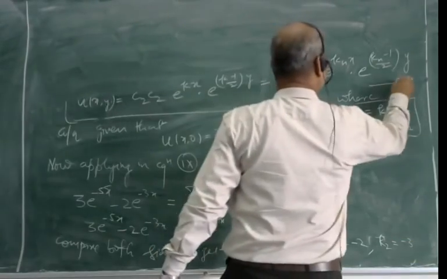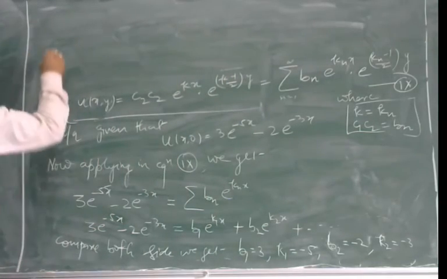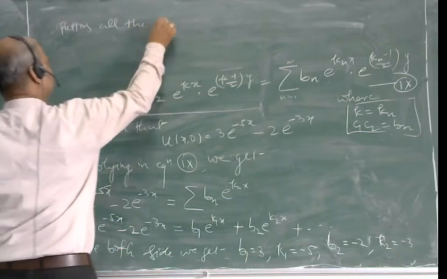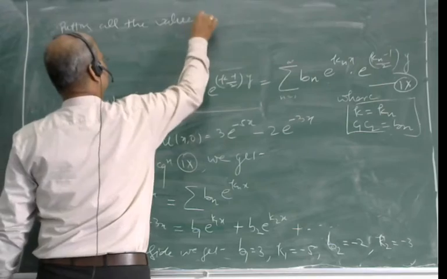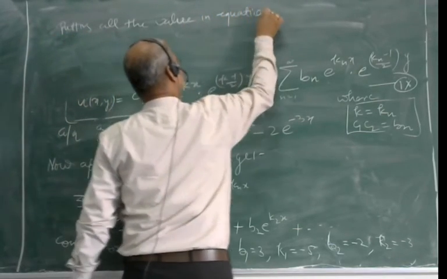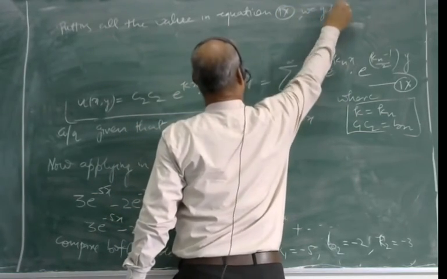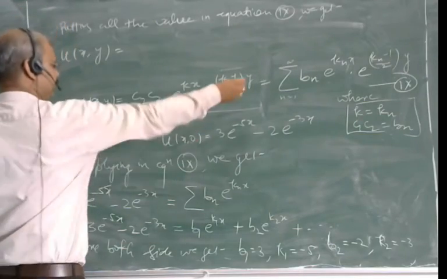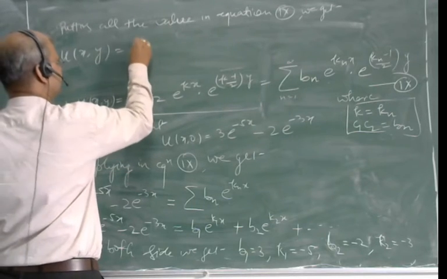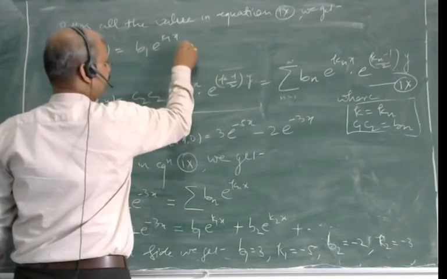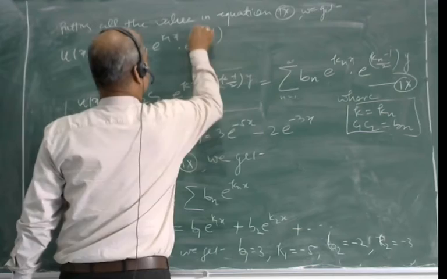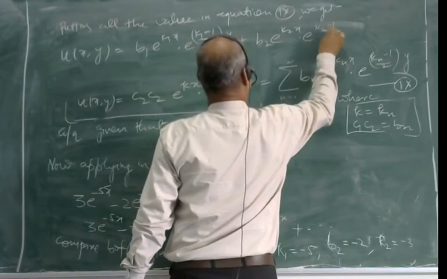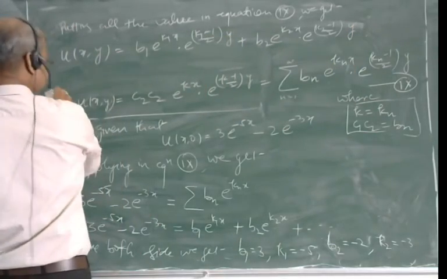So equation 9 becomes, with the help of this, by putting all the values in equation 9, we get u(x,y) equal to b1 e to the power k1x into e to the power (k1 minus 1)/2 y plus b2 e to the power k2x into e to the power (k2 minus 1)/2 into y plus and so on.